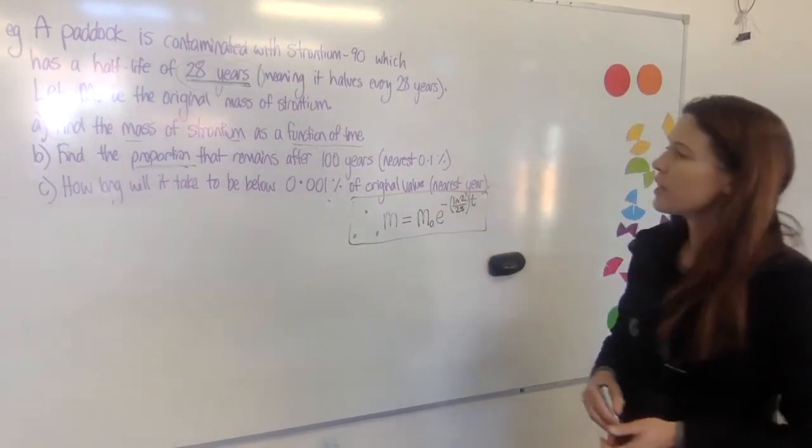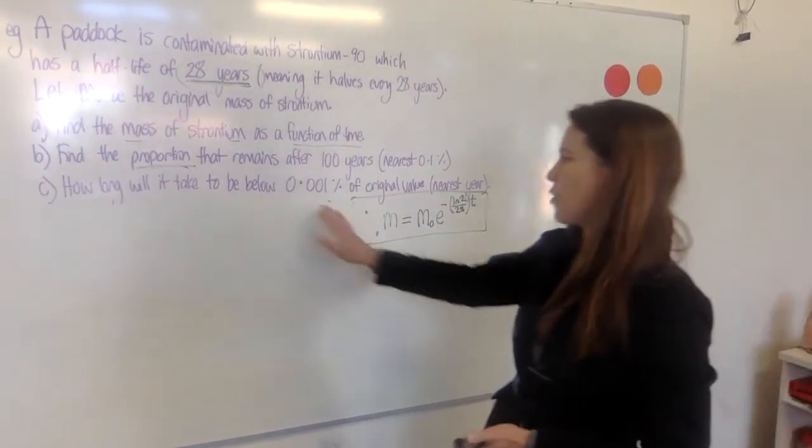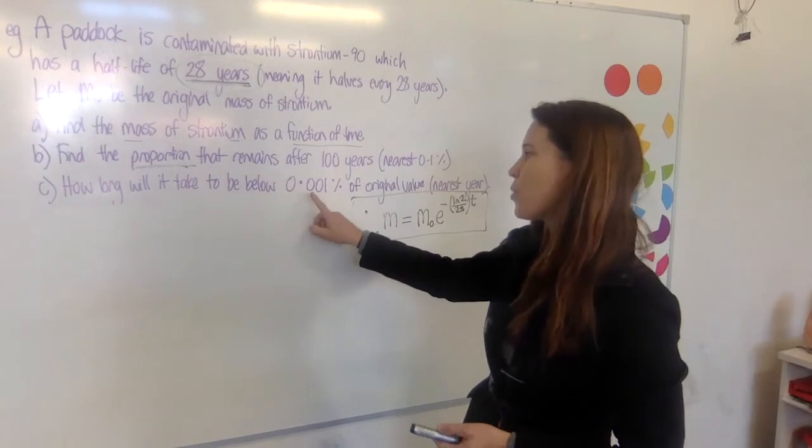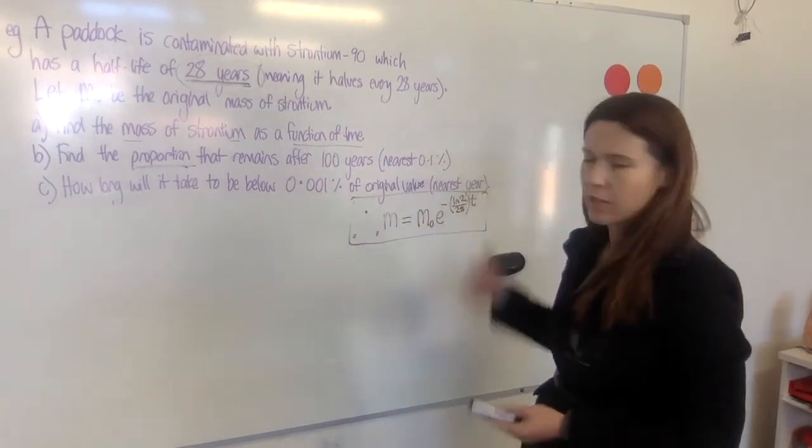Now for C, we need to find how long it will take for the amount of strontium to be below 0.001% of the original value.